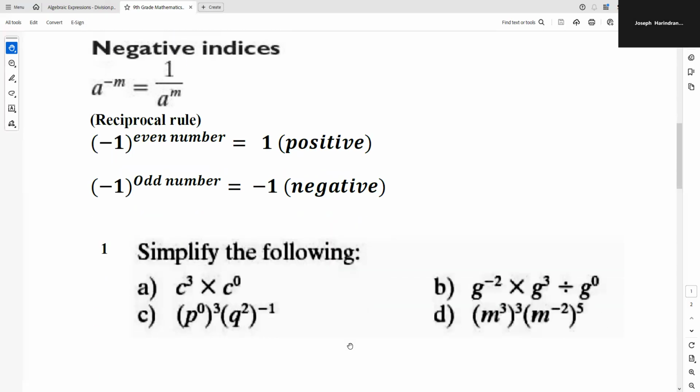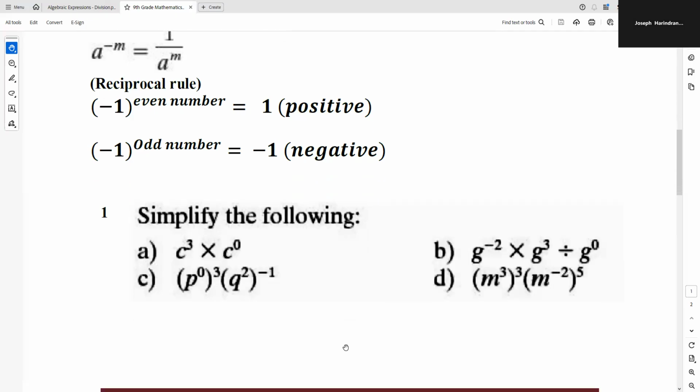Here we have a few questions for the simplification using the laws of exponents, which could be done easily. For example, I'll just take one of these. G is the same base here. Of course, divided by g power 0, which is 1, so the denominator becomes 1. Division by 1. So you just have to do g power minus 2 plus 3, which is equal to g itself, g power 1.